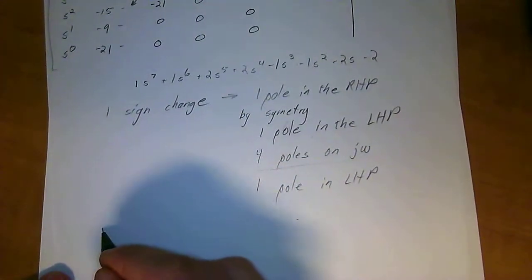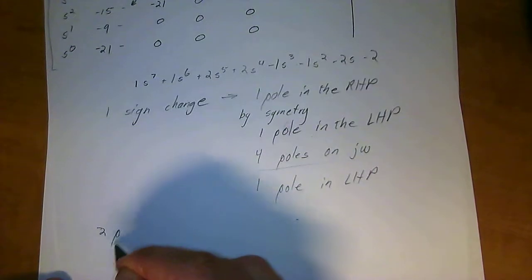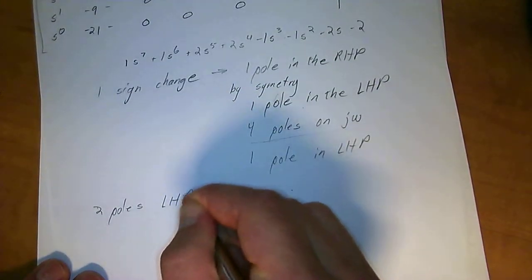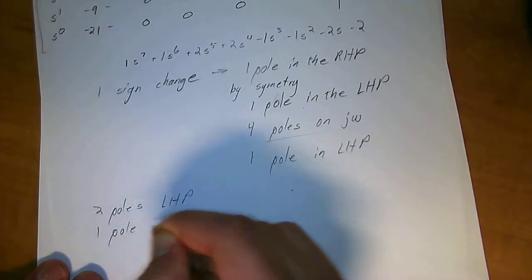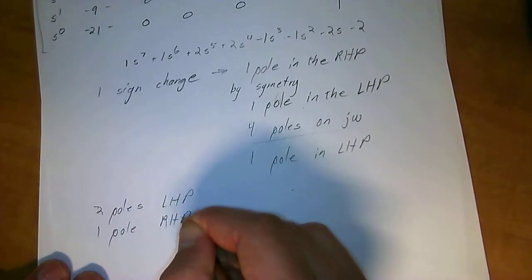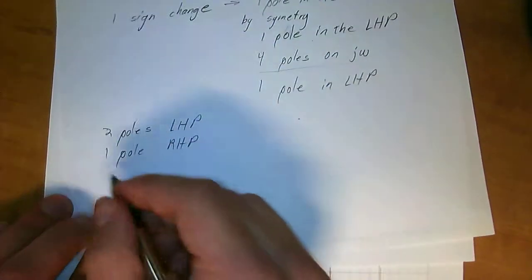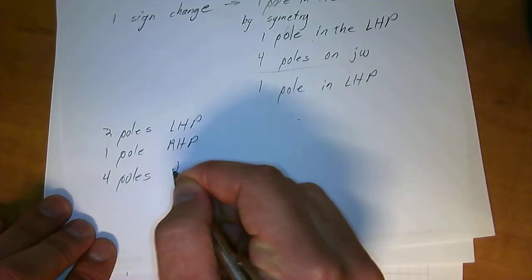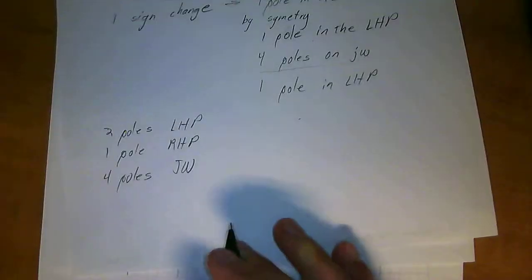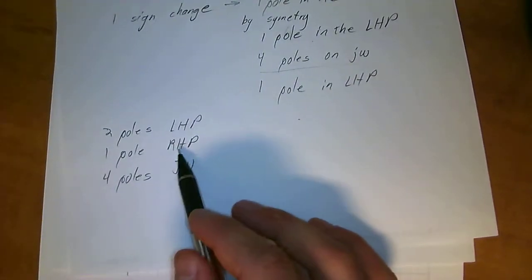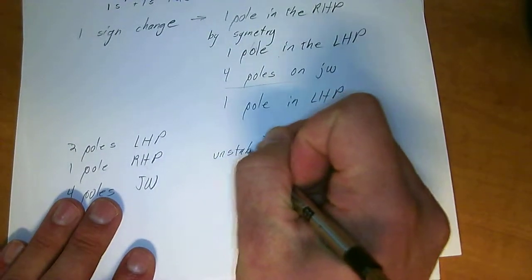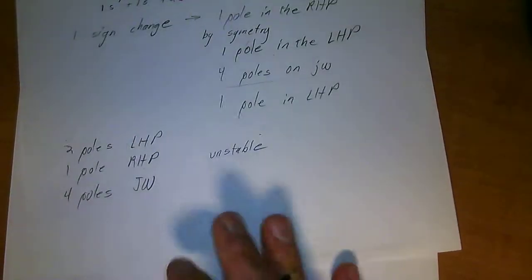So in total, we have 2 poles in the left half plane, 1 pole in the right half plane, which is paired with one of these, and then 4 poles on j omega. And if you were to go a little bit further, since we have a pole in the right half plane, it's going to be unstable. That's just about all the information you can get from there.